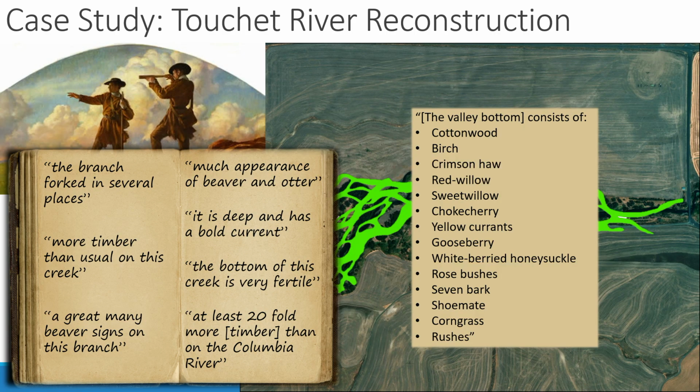Then they also noted a full list of the riparian species that they were seeing as they crossed the valley bottom. And all of these, again, are riparian or riparian-adjacent species, which is very different than the landscape that we have today on the Touchy.